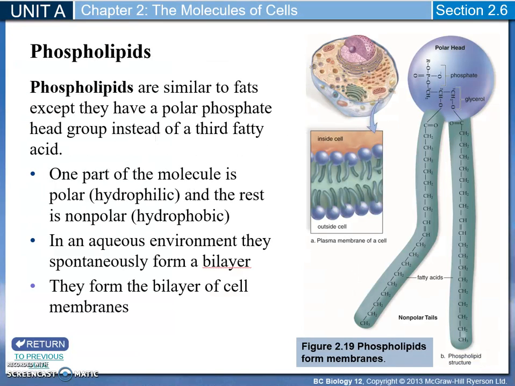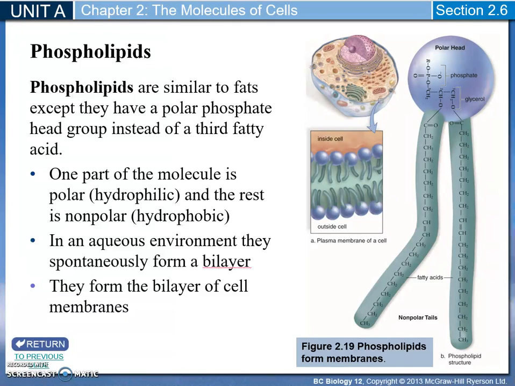So phospholipids are similar to fats, except they have a polar phosphate head instead of a third fatty acid. And one part of the molecule is polar, and the rest is nonpolar. In an aqueous environment, they spontaneously form a bilayer, which means there would be two layers that form together, and they form the bilayer of cell membranes. And you can see how they're oriented there in that diagram.